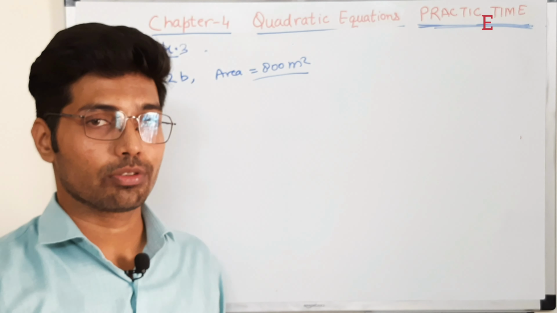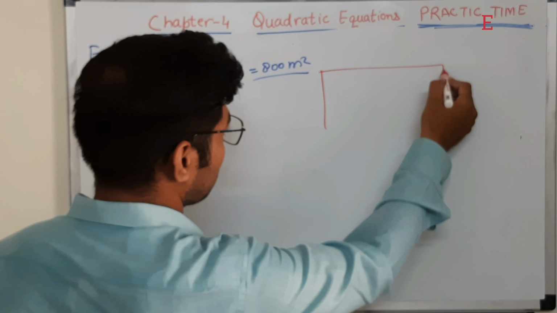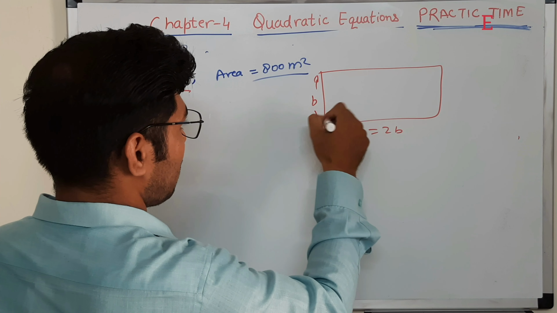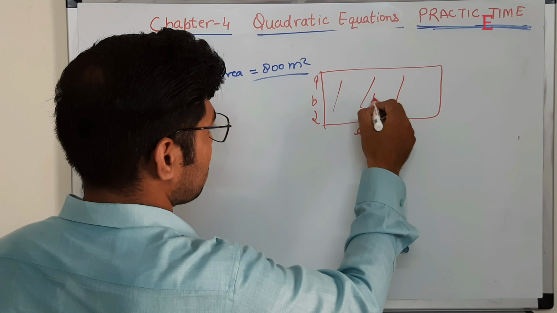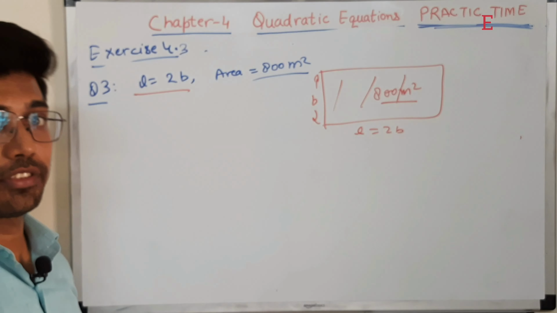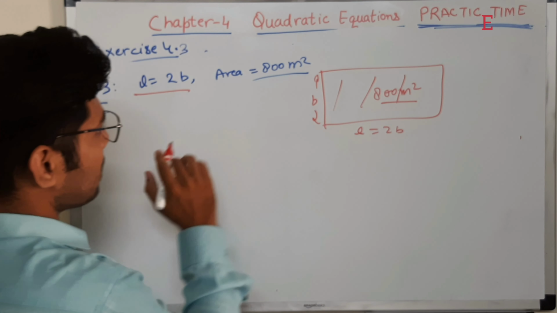Okay guys, now come to the next question. Here we have the length of a rectangle. L is twice the breadth b, and the area is 800 meter square. So is this possible? This we need to confirm in this question. For example, length is 2b and area is 800 meter square.